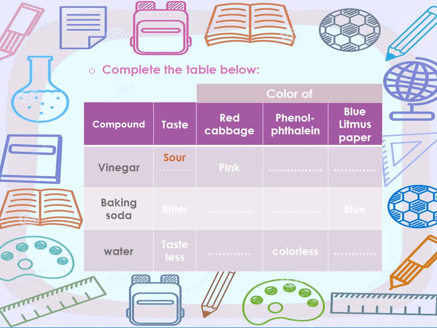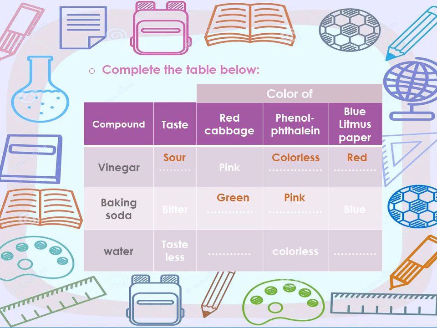And acidic with phenolphthalein remains colorless, and it changes the blue litmus paper into red. Second chemical compound is the baking soda. If we are saying that baking soda has a bitter taste, then students, it is a basic compound. Basic compounds make red cabbage water green and phenolphthalein pink, and of course blue litmus paper remains blue.